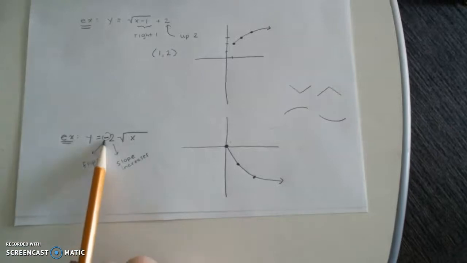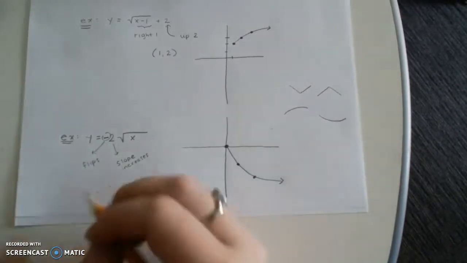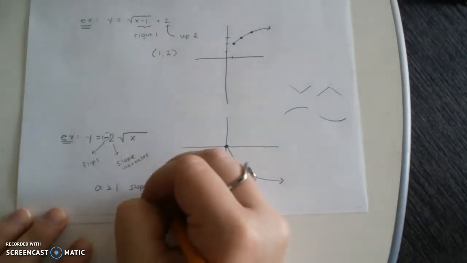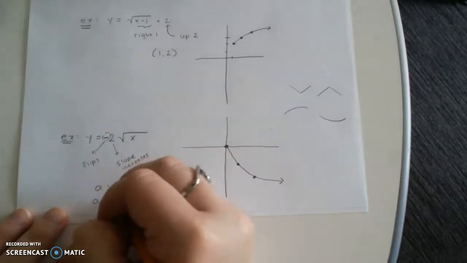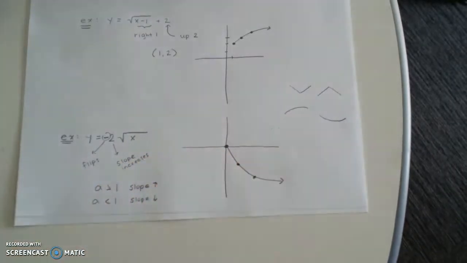So the negative flips it, the 2 increases our slope. If a is greater than 1, our slope increases. If a is less than 1, our slope decreases. This should all be familiar from what we just finished up with absolute values.